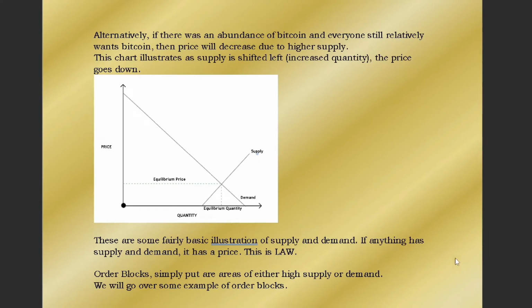So these are some fairly basic illustrations of supply and demand. So pretty much if anything has supply and demand, then it has a price. This is pretty much law. And order blocks, simply put, are just areas of high supply or demand. So we'll go over some examples of order blocks as well.